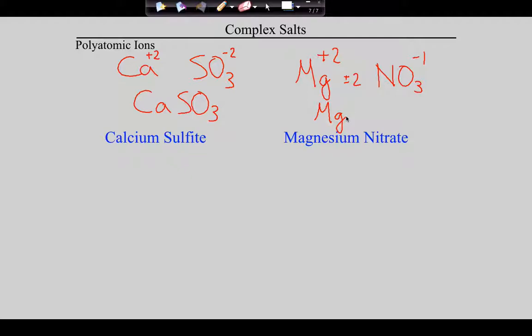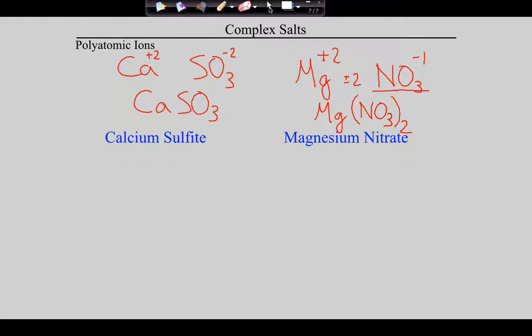Now, how many nitrates do we need? Well, the trick is each one of these nitrates, each one of these NO3s, has a charge of -1. So if we need a charge of -2, that means we need 2 of them. So what we do then is we take our NO3, and this is 1 NO3. If we need 2 NO3s, which we do, we put it in parentheses and subscript a 2, meaning that we have 2 of the NO3s. So this then would be magnesium nitrate.